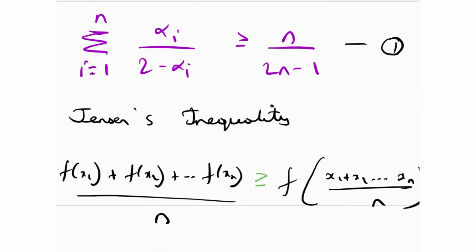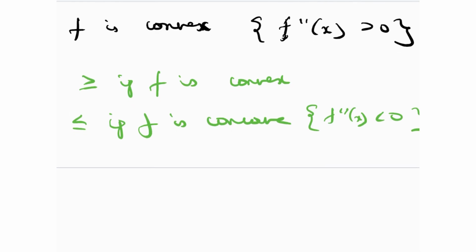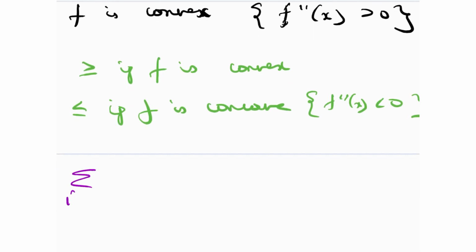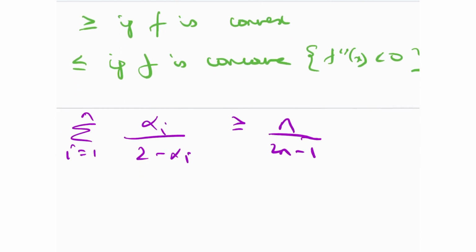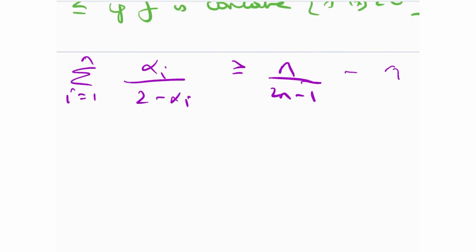Okay, now let's get back to our result. Let me just write this down actually. It's better, I guess. So we have the summation from i equals 1 to n of alpha_i divided by (2 minus alpha_i) greater than or equal to n divided by (2n minus n). Mind you, this is what I have to prove. This was my result number 1. Till now, I haven't done any proving work. I have just simplified the expression and then explained to you what the Jensen inequality is. I actually haven't proven anything.